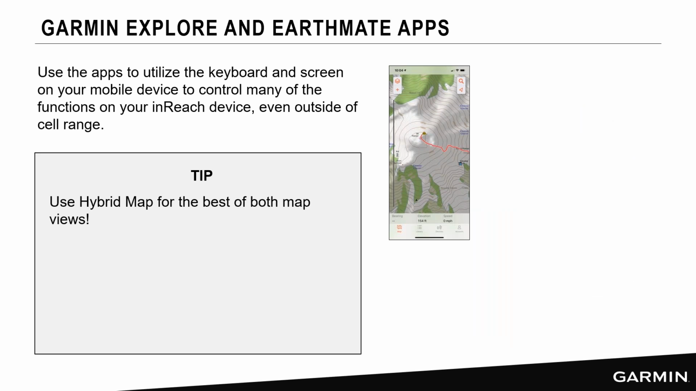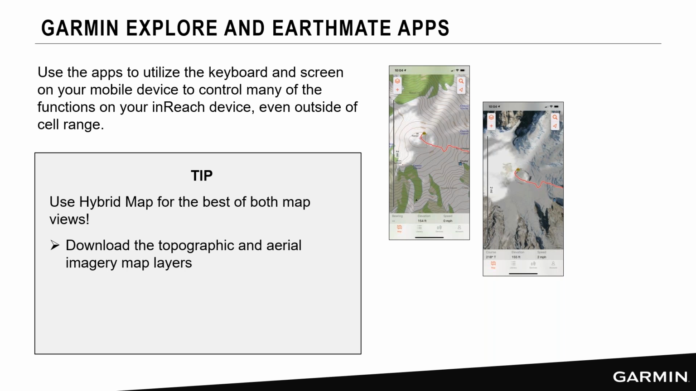So a couple of tips around the apps that I wanted to share with people. For me, the Explore app and the EARTHMATE app, they're all about the map content, and there's a lot of very useful map types. My favorites, the topographic map and the aerial imagery, and this hybrid view that allows you to use them both at the same time.